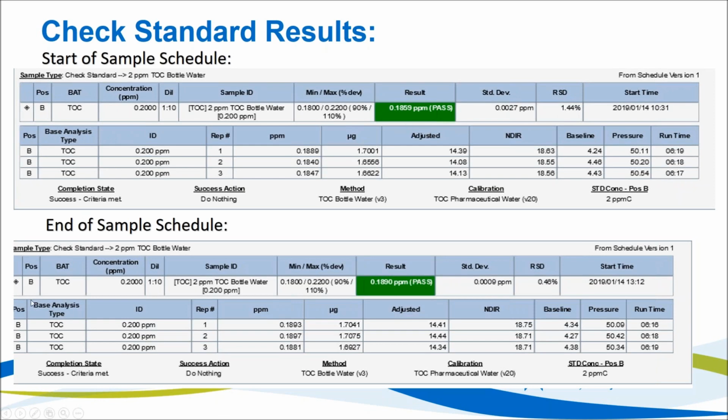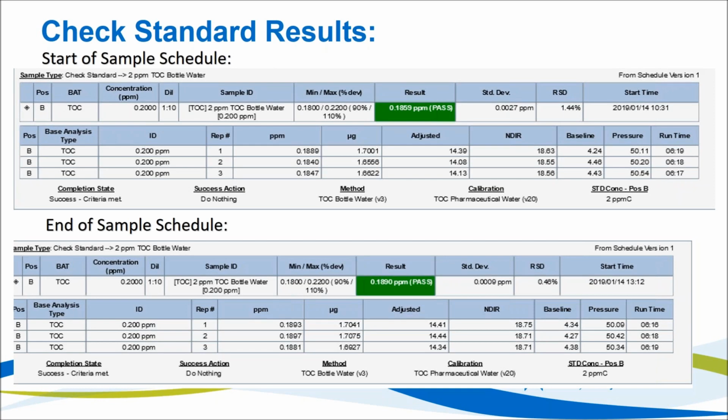And then at the end of the sample schedule, we ran the same standard again. Again, testing criteria was plus or minus 10%, and it came out 0.189, which was well within the range. And this time the RSD for the triplicate was 0.46. So again, very accurate, precise results. And from this, if the check standard is within 10% at the beginning of the sample schedule and at the end of the sample schedule, you can pretty confidently conclude that the sample results in between are within 10% accuracy. So that's why I always run it before and after samples.